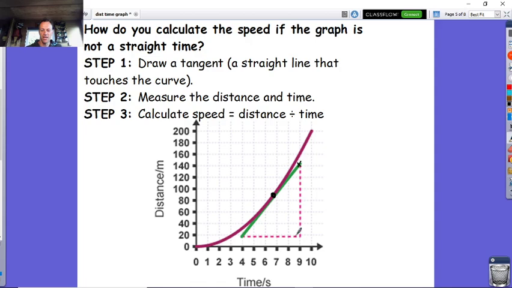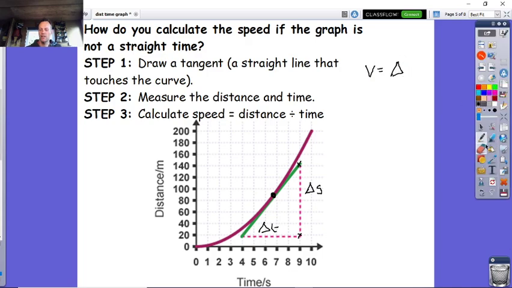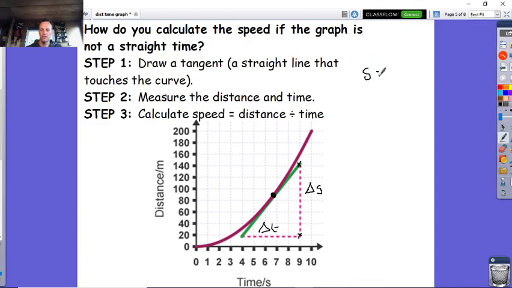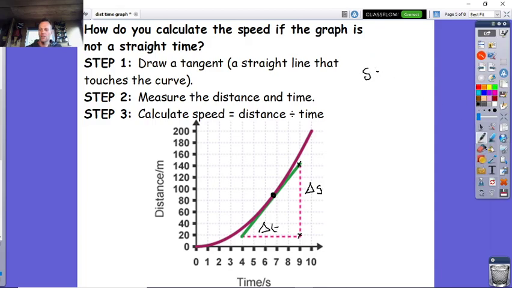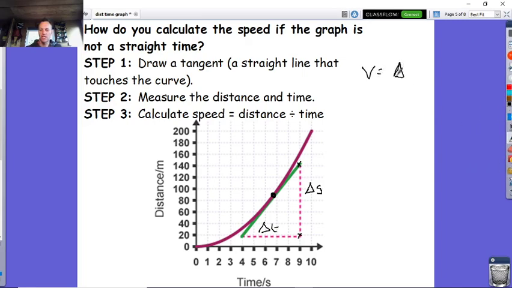From this point here and that point there, what we do in maths is write down a delta S, and that delta S represents a change in distance. Then the time goes from 9 to here, and we call that a delta T. Another equation you may see written down is that your speed, V, is going to be delta S over delta T. And that's going to show your distance with time.